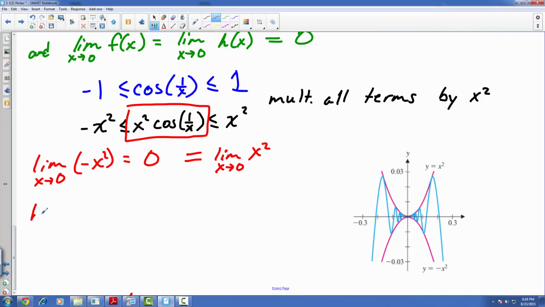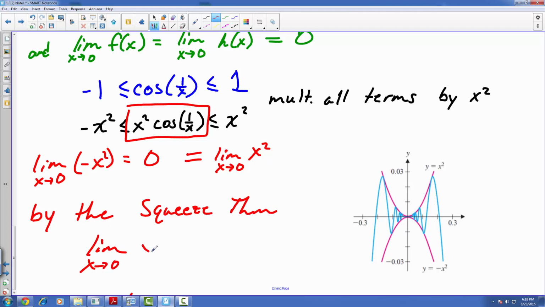So then by the squeeze theorem, the limit as x approaches 0 of x squared cosine of 1 over x must be 0. All right. So again, that is the squeeze theorem example 3.